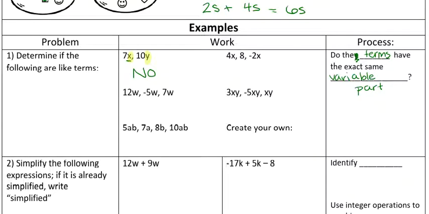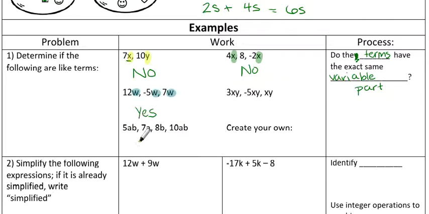Okay. In the next problem, I have an x here and an x here, but the middle term doesn't have any variables, so it's not the same variable part. So again, that's a no. Look at each of these terms. There's 3 terms in this next one. The variable in each term is w, w, w. So those are all the same, so our answer for that one would be yes. Those are like terms.